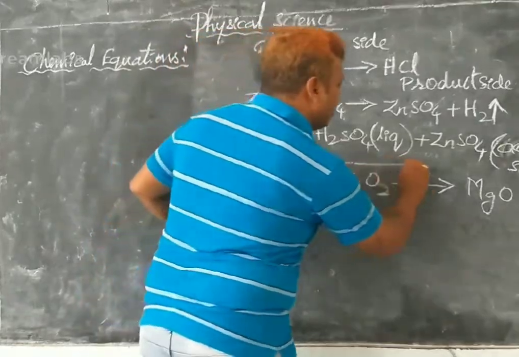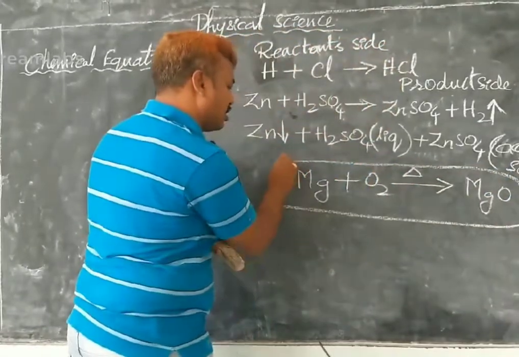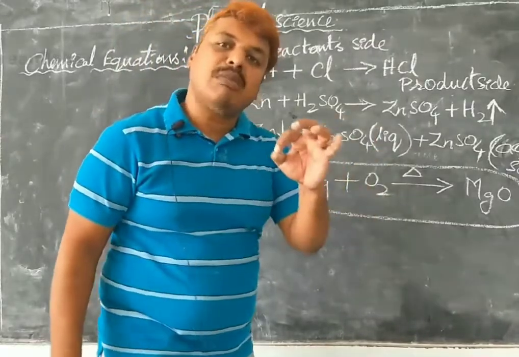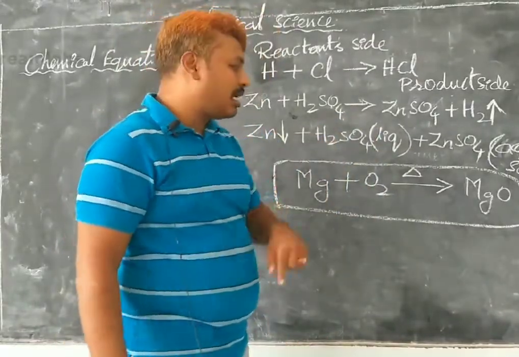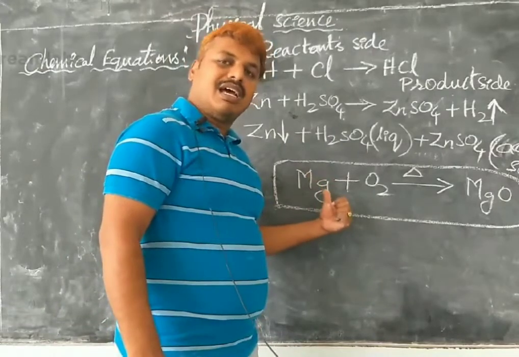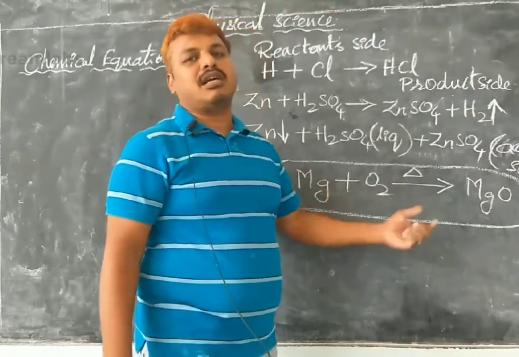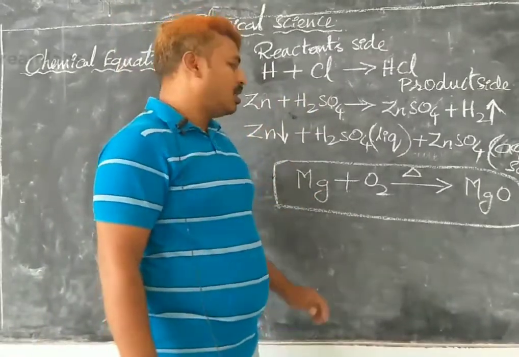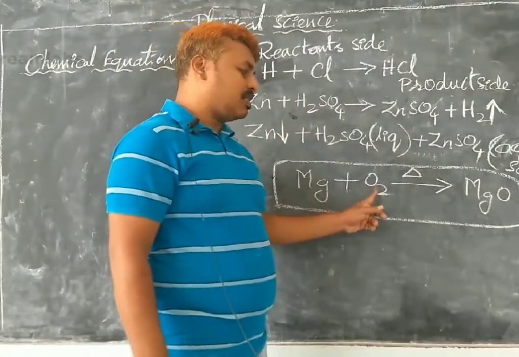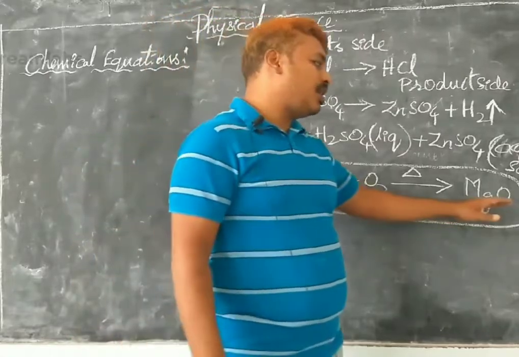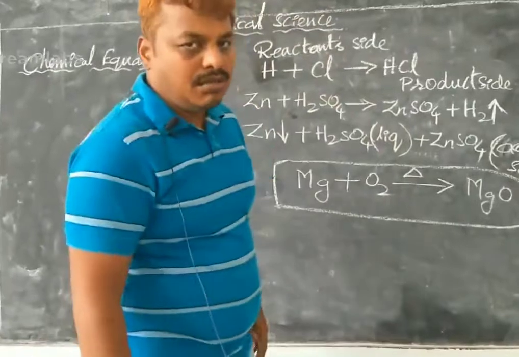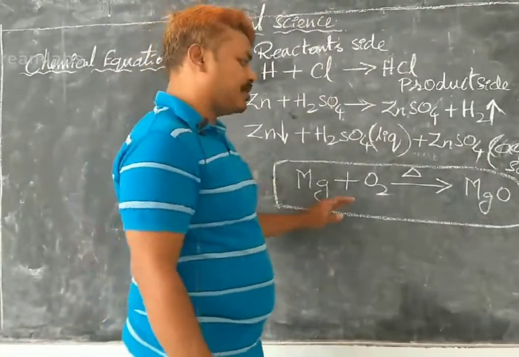Now the skeleton equation needs to be balanced. Why do we need to balance them? Because the skeleton equation has reactant side and product side not having the same number of atoms. So magnesium is one atom, oxygen has two atoms. When it comes to the product side, magnesium is one atom and oxygen is also one atom. So there is something wrong with this equation.